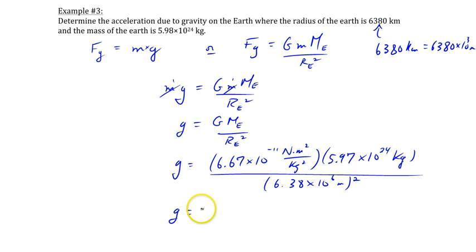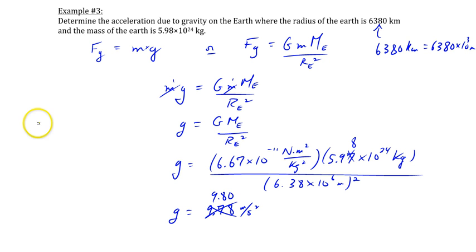You get an amount of 9.78 meters per second squared, which is a bit low. Now, if I had changed that to 8, then our answer would be 9.80 meters per second squared.